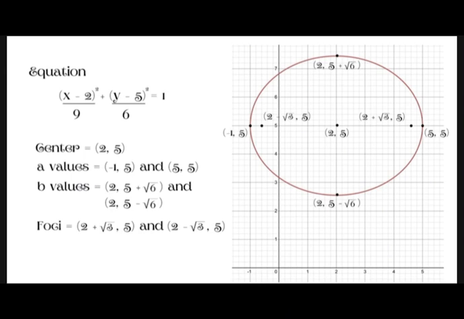Our equation being x minus 2 squared on 9 plus y minus 5 squared on 6 equals 1. Our center at 2, 5. Our a values at negative 1, 5 and 5, 5. Our b values at 2, 5 plus root 6 and 2, 5 minus root 6. And our foci at 2 plus root 3, 5 and 2 minus root 3, 5.